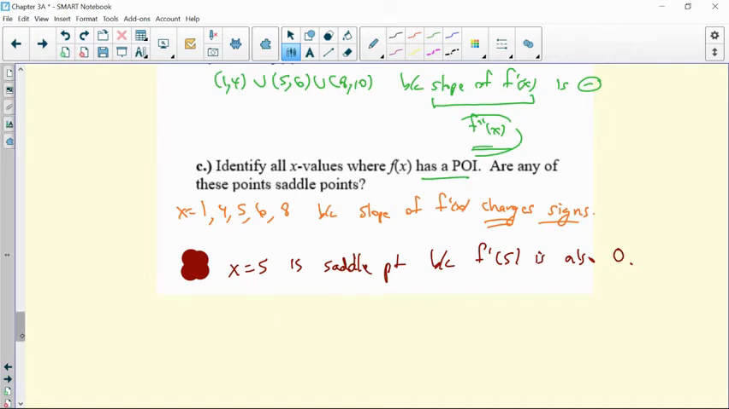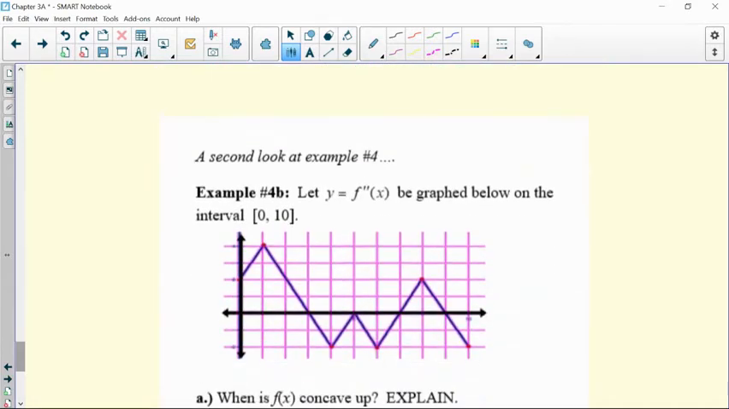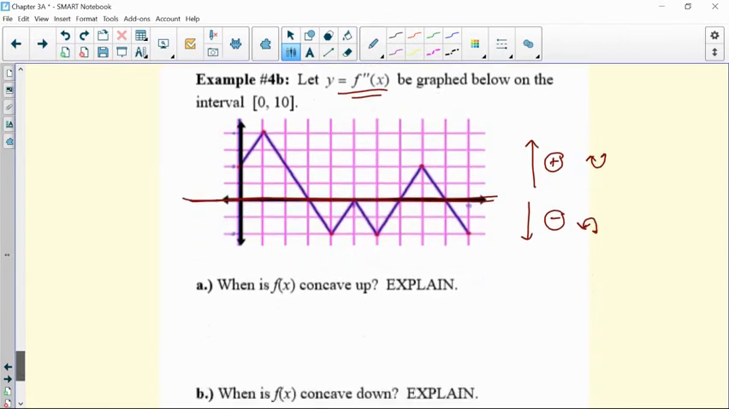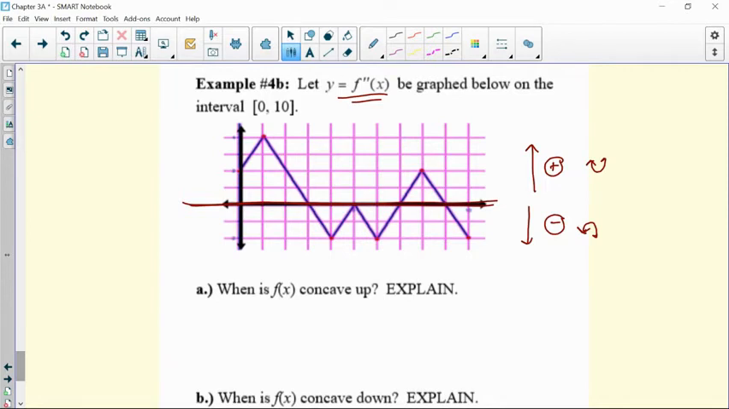Okay. Then I think there's one more. What if we have the exact same image, but now that image represents the second derivative? If this represents the second derivative, then now this x-axis separates things that are above. If those y values are positive, then we know we're going to be concave up. And if it's below the x-axis, those values are negative, then it's going to be concave down. So I can easily see the sign. Is it positive? Is it negative? So when is it concave up? As long as I'm above the x-axis. So as long as I'm up here.